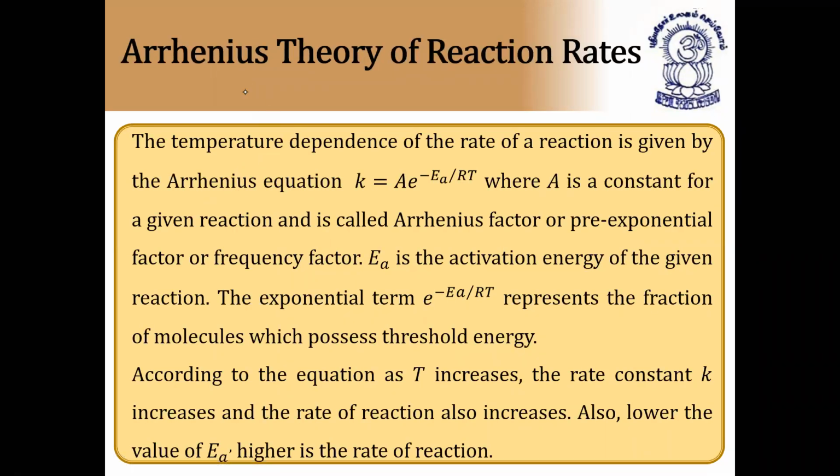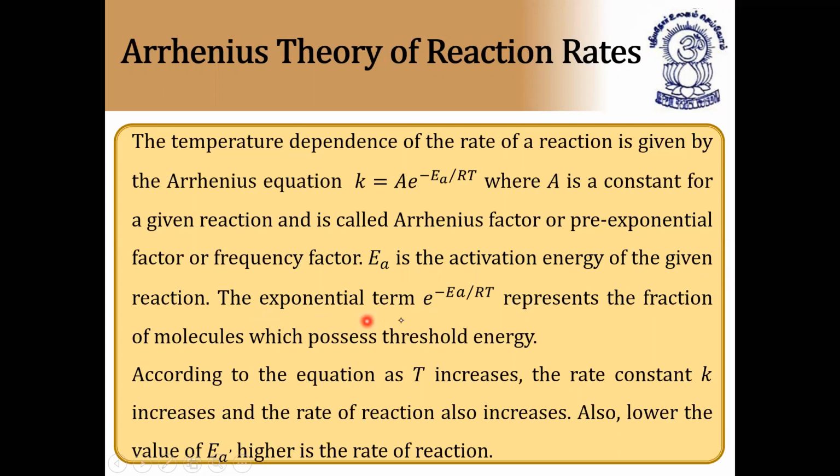So next, Arrhenius theory of reaction rates. What is Arrhenius theory of reaction rates? The temperature dependence of the rate of reaction is given by the Arrhenius equation. K, that is the rate constant, is equal to A e power minus EA by RT, where A is a constant for a given reaction and is called the Arrhenius factor, pre-exponential factor, or frequency factor. EA is called the energy of activation for the given reaction.